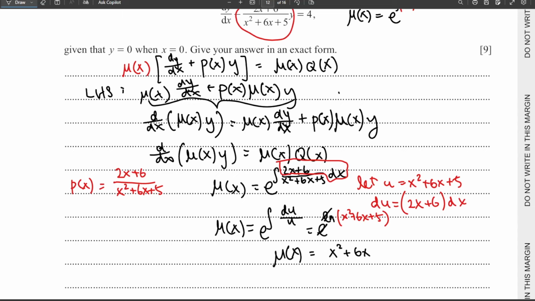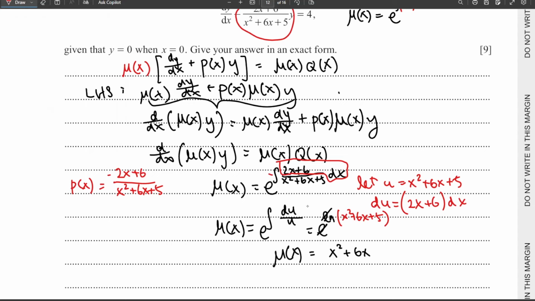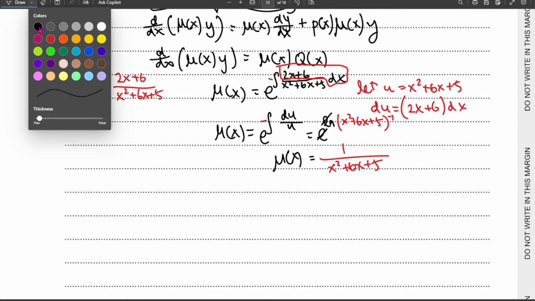Am I missing something? I've missed out the negative everywhere, right? I missed out the negative here, here, and then here also, and here. So what I should do, before I cancel out, is have a power of -1 on the entire quadratic expression. So it'll be 1 over x squared plus 6x plus 5, the reciprocal of that, due to the power of -1. So after which, okay, we have gotten the integrating factor mu of x.